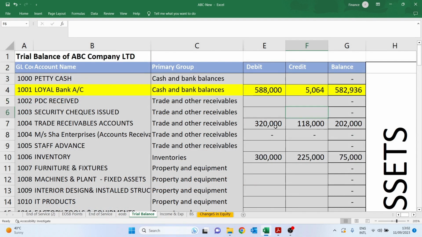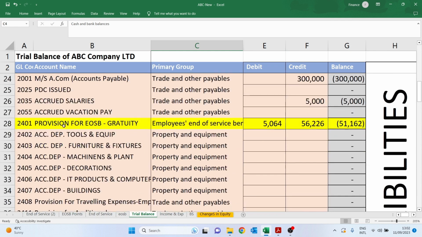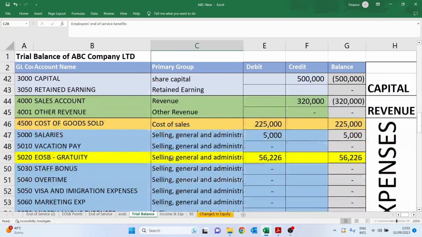So this is the bank account, and here you can see the provision for end of service in the balance sheet under liabilities, under primary head employees end of service. This primary head will go to the financials, the balance sheet or income and expenses, wherever it goes. So you can check the balances there. And here, this is an expense. The expense will go to selling and general and admin expenses in the income and expenses.